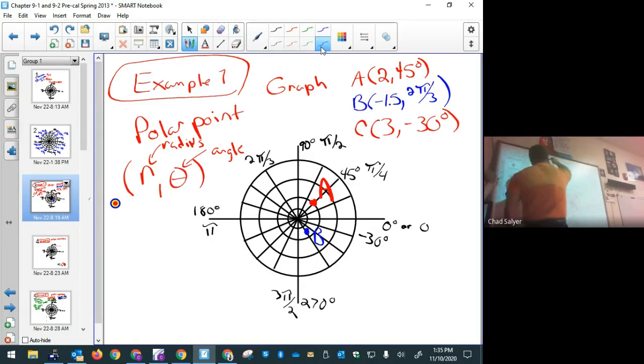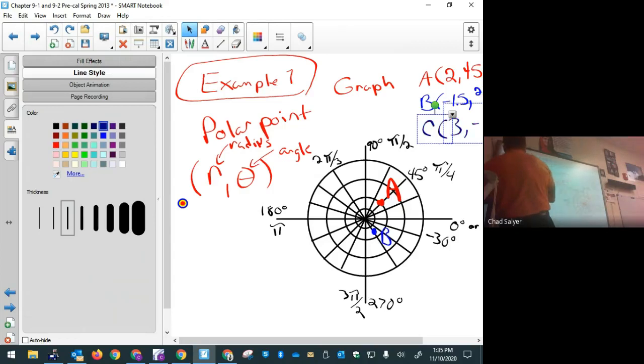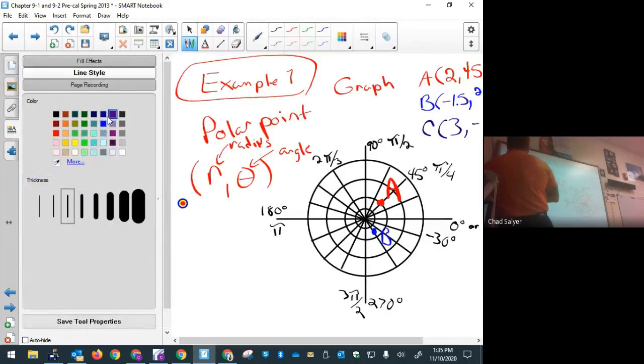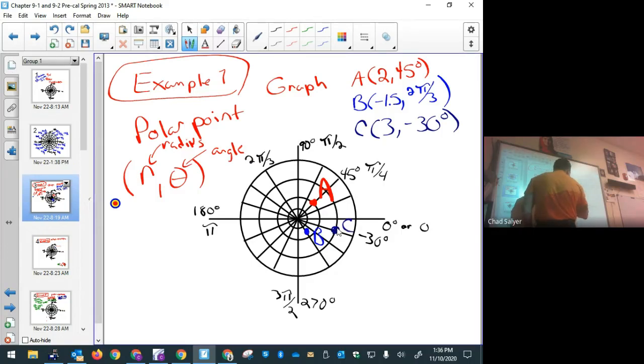And the third one, which I'll change the color of again. So we've got 3 as our radius. So I know I'm going to come out here. It's going to be somewhere on this circle, 3 units from the center. Negative 30 degrees. Well, that's here. It's also 330 degrees. It's also 11π/6. It's also negative π/6. All the ways to describe that angle. It's all the same. Negative 30. You're right here. So 1, 2, 3 units. That's point C.